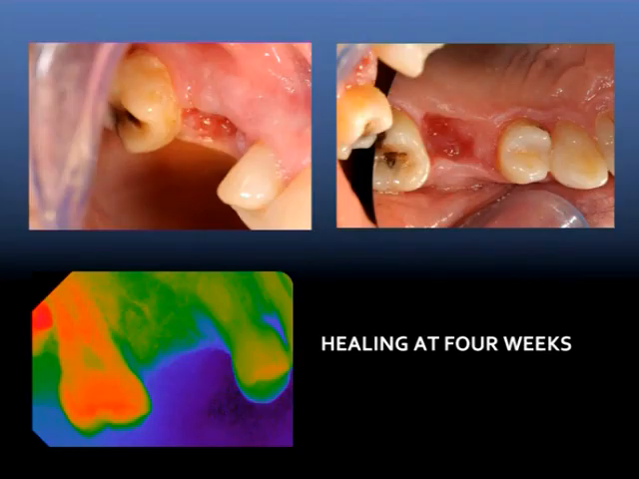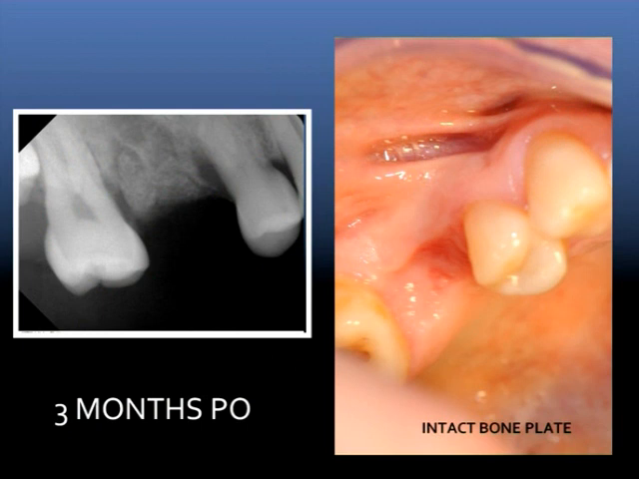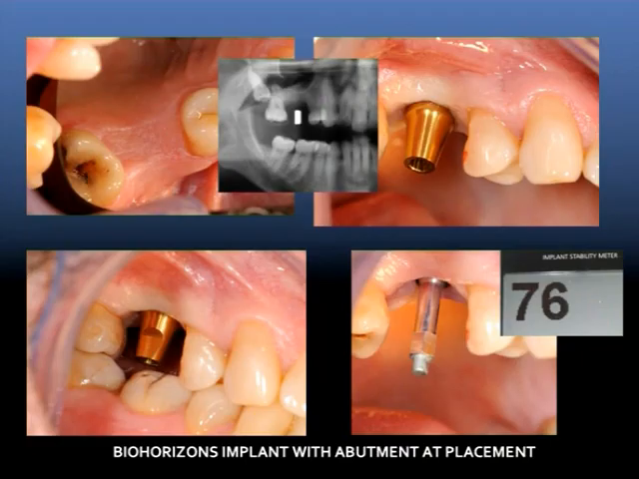And you can look at the healing at 4 weeks and look at the radiographic consolidation at 4 weeks. And then look at 3 months, and you can see the radiographic consolidation. We've been able to maintain the buccal plate intact. And then we place an implant. This particular implant happens to be a Biohorizons implant, which has a much different surface characteristic and also a different design.